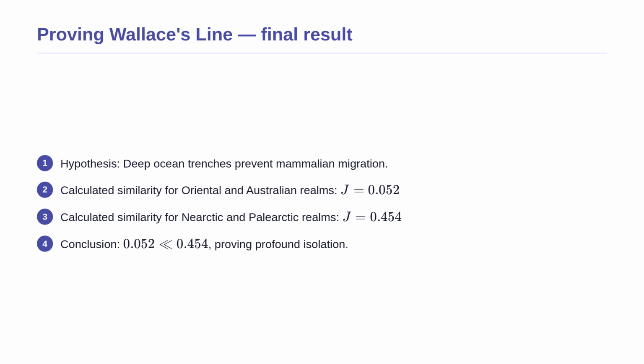The northern realms, connected by land bridges, showed a high similarity of 45.4%. In stark contrast, the Oriental and Australian realms, despite being physically very close, show a mere 5.2% similarity. This massive mathematical difference proves that the deep ocean trench successfully prevented almost all mammalian migration, forcing these 2 regions to evolve into completely distinct biological worlds.